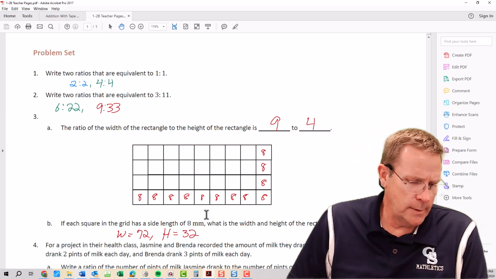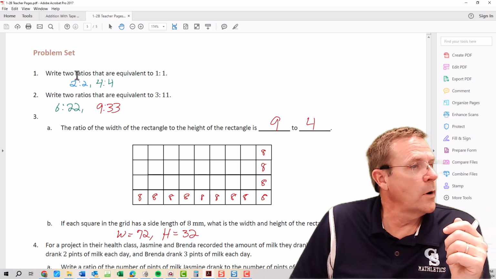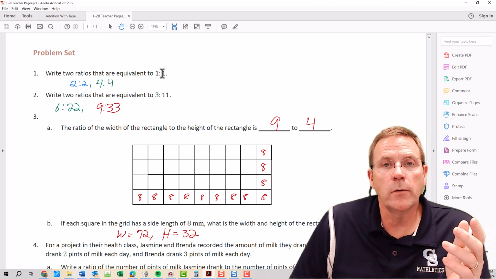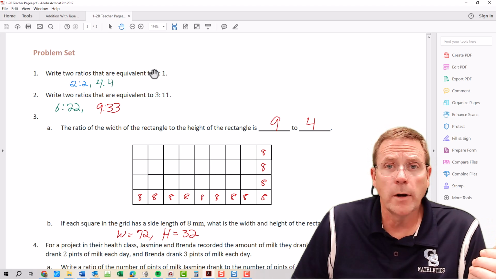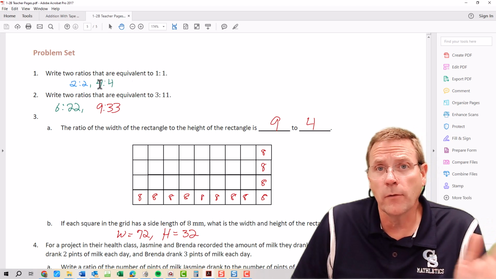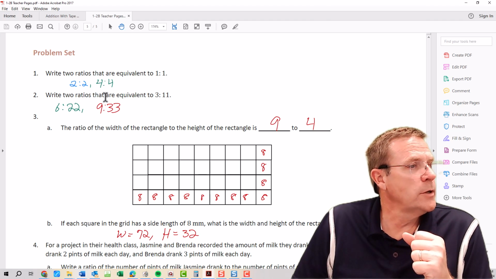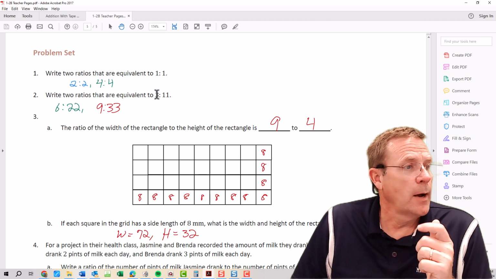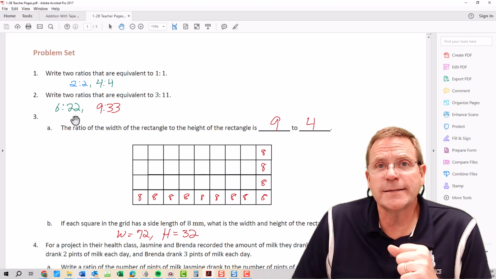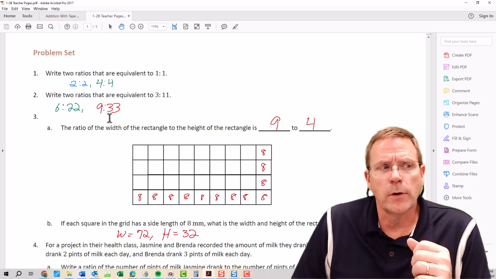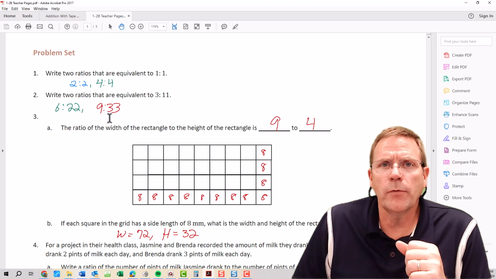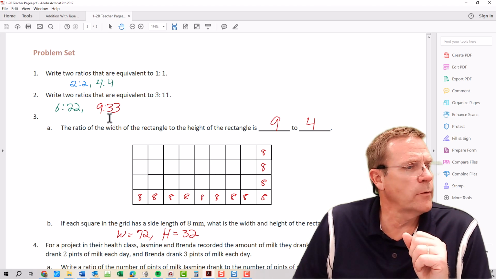So what I did is I started, number 1, 2 ratios that are equivalent to 1 to 1. Well, I multiplied 1 and 1 by 2, and that gave me 2 to 2. 1 and 1 by 4, and that gave me 4 to 4. There we go. 2 ratios equivalent to 3 and 11. I multiplied 3 and 11 by 2, got 6 and 22. I multiplied it by 3 and got 9 and 33. Good. Answered both those questions with more equivalent ratios.